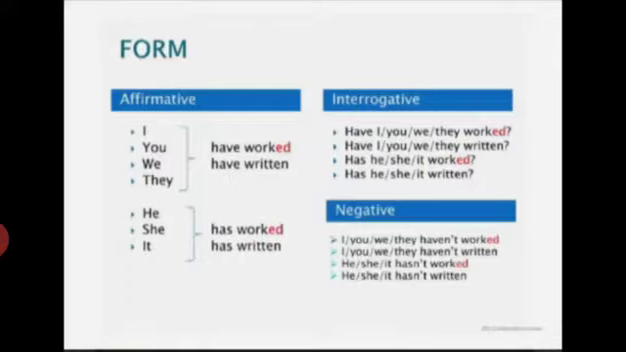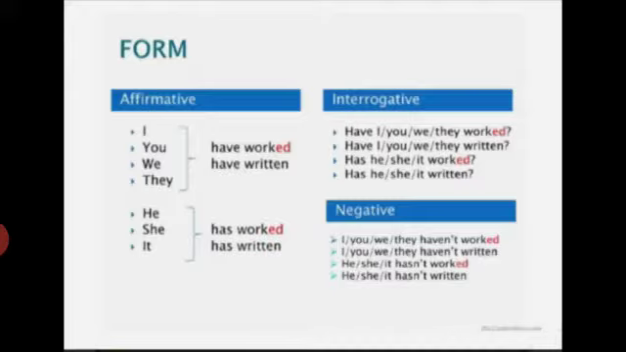Okay, the subject plus have or has plus the past participle of the verb, which we can find on page number 127 in your workbook. Please, my dear students, if you want to know the past participle of some verbs, take your workbook, page number 127, and you can find them there. We say that the form of the present perfect is subject plus have or has plus the past participle.